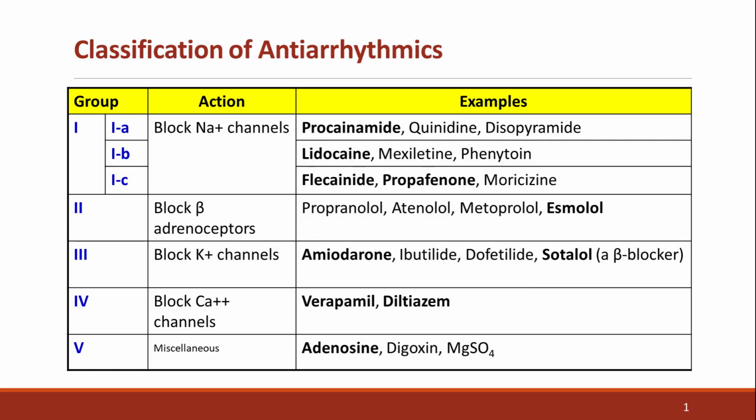Class 4, calcium channel blockers. Examples: verapamil, diltiazem. Unlike dihydropyridines, such as nifedipine, which act on vascular smooth muscle, these target cardiac calcium channels and slow nodal conduction. Class 5, miscellaneous agents. Examples: adenosine, digoxin, magnesium sulfate, ivabradine, ranolazine. Each has a unique mechanism outside the traditional channel blockade. Please note that the drug names shown in bold font are the ones commonly used.